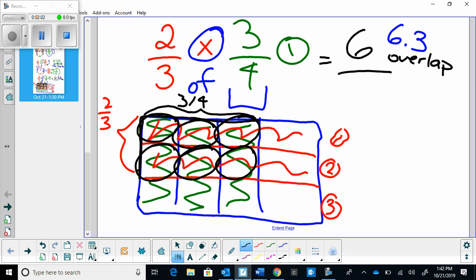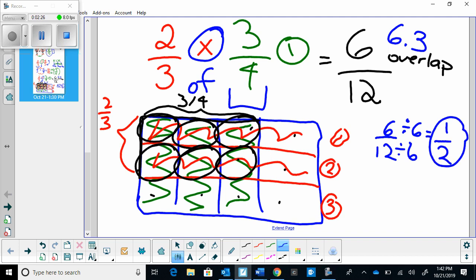But the total number of pieces in this shape is now 12: 1, 2, 3, 4, 5, 6, 7, 8, 9, 10, 11, 12. And now from here, after we've drawn our diagram, we could reduce this fraction and go 6 divided by 6 and 12 divided by 6, which is going to be 1/2, and that would be our fully reduced answer. But for our diagram, this would be enough, and we need to make sure that we circle all the ones that overlap, so it'd be clear.